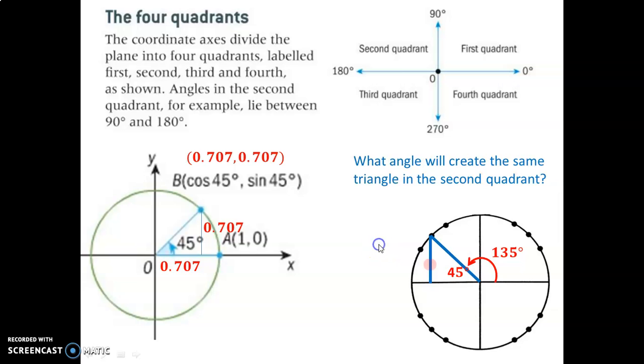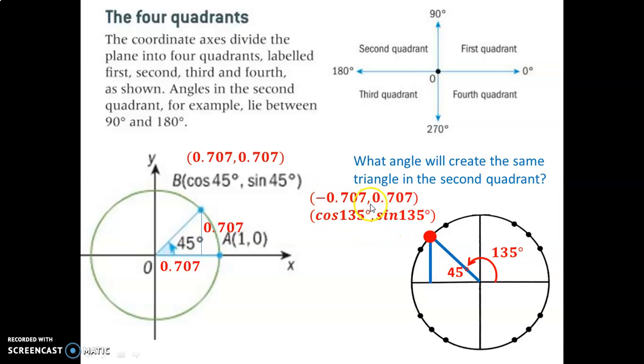Now, since that triangle is the same, the side lengths should be the same length, right? Well, let's check. Now we know that that coordinate will have coordinates x value of cosine of 135 and y value sine of 135. Remember, x is always from cos and y is always from sine, and now we have an angle of 135. So punch those on your calculator. Let's see what you get.